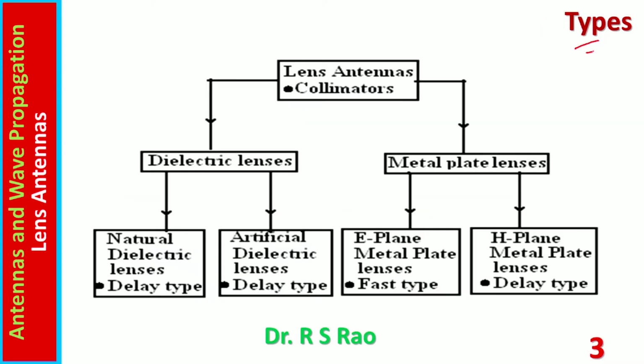Different types are there in lens antennas. They are mentioned in this slide. Lens antennas, as already mentioned, are widely used as collimators, enhancing the directivity of a primary antenna, usually a horn antenna. Two types are there: dielectric lenses and metal plate lenses. Dielectric lenses use dielectric materials for their construction, whereas the metal plate lenses use conductor plates for their construction. In dielectric lenses, again two types are there: natural dielectric lenses and artificial dielectric lenses. The first type uses natural dielectric materials, whereas the second type uses artificial dielectric materials.